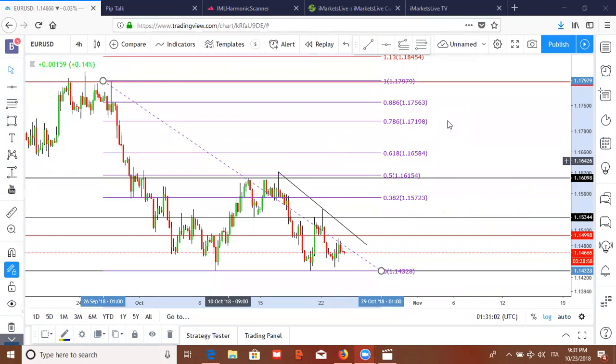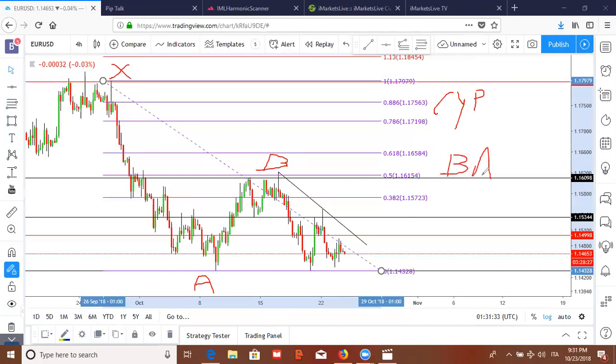Cypher coming up to the 61.8. Yeah, the Cypher can go all the way up to the 61.8 without closing above it. So looking at this right here, I have my X leg, I have my A leg, I have my B leg. So now I'm looking for possibly a Cypher or a BAT. These are my two options right now based off of what I see in the market.